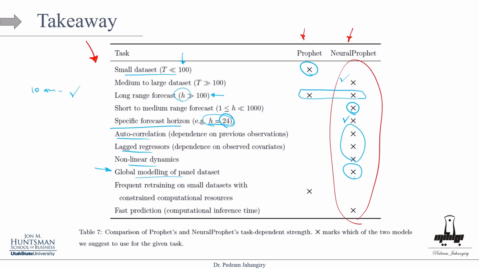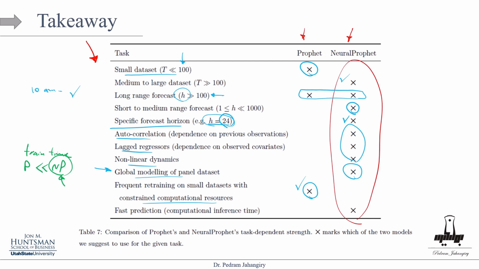And then this one is interesting though. If you have frequent retraining on small data sets with constrained computational resources, they say Prophet is better. And I forgot to mention it. It was on the slides, but I noticed that I didn't talk about it. When it comes to training time, Facebook Prophet is a lot faster compared to NeuralProphet, because NeuralProphet has AutoRegressive components, and of course the computation is going to be heavier and it takes a lot more time.